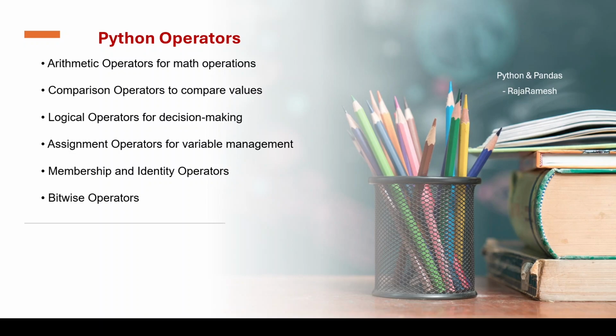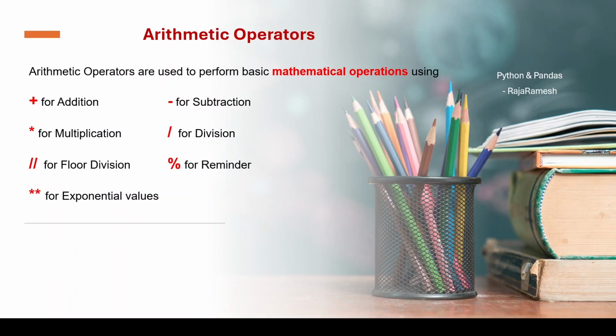Let us start with arithmetic operators. In Python, we have arithmetic operators which we use to perform some basic mathematical operations like addition, subtraction, multiplication, division, floor division, remainder, and finding exponential values. So we use the plus symbol for addition, the minus symbol for subtraction, the asterisk symbol for multiplication, a slash symbol for division, and double slash when we want to find the floor division.